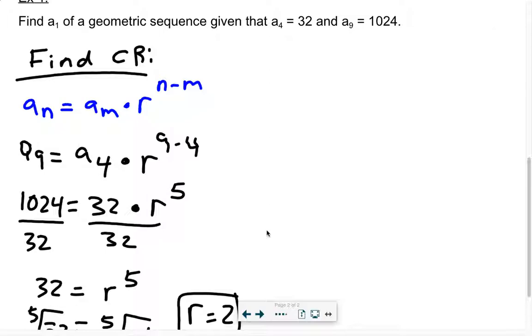Now we want to go ahead and solve for a sub 1. Just about done. Now we're solving for a sub 1, so if you want to, you can go back to the very first formula. a sub n is equal to a sub 1 times r to the n minus 1. And you can choose whatever you want your n value to be. You can either use the 4 or you can use the 9. Let's go ahead and use the 4.